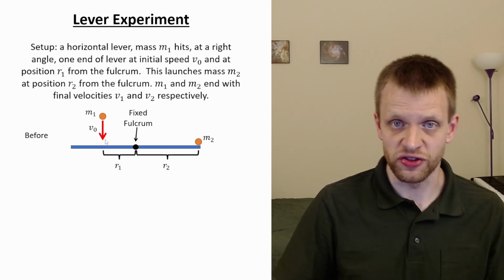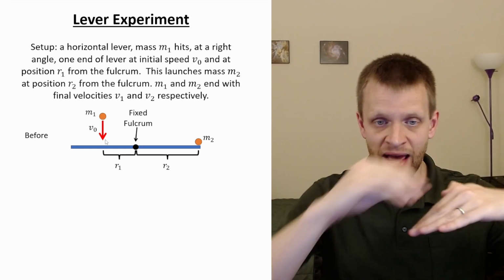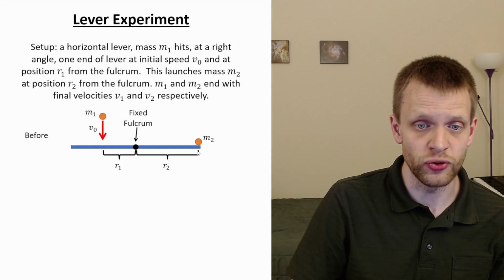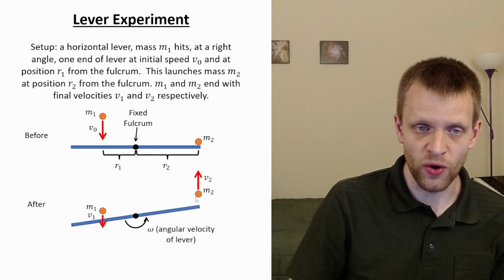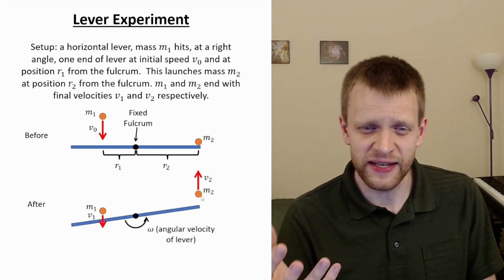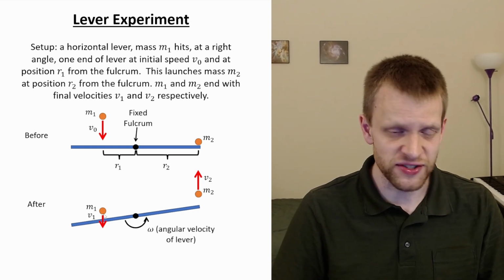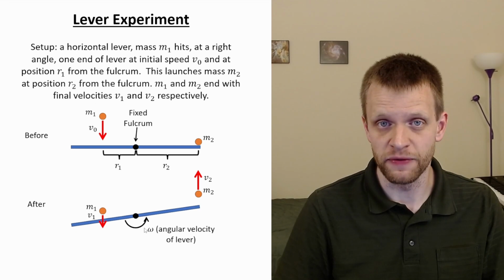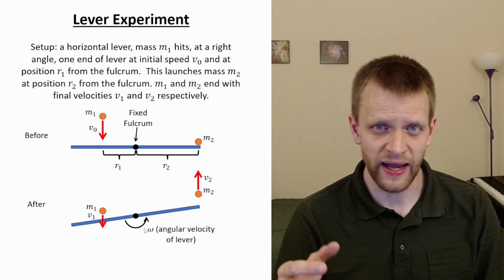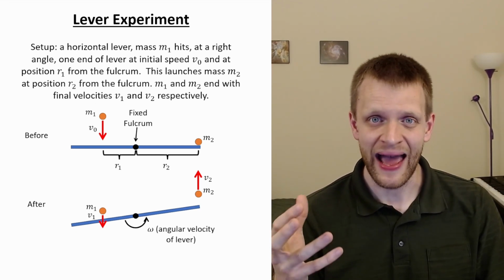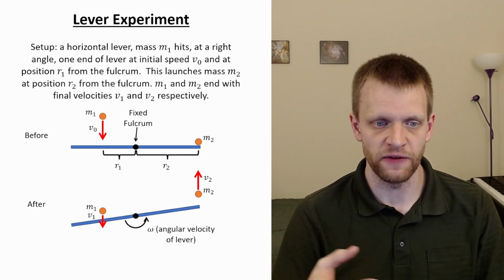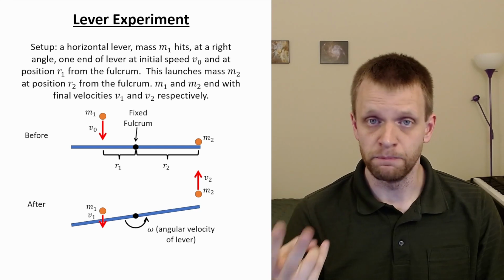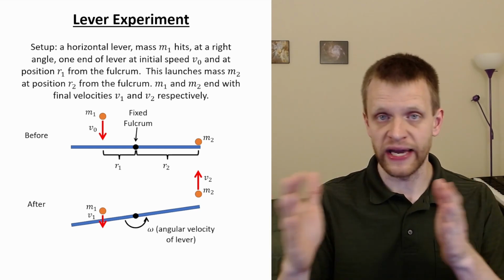When this hits, the lever is going to rotate and launch mass 2, which is a distance r2 from the fulcrum point. And we're going to be looking at how fast is M2 being launched, how fast is M1 moving after, what's going to be happening with the rotation rate of the bar afterwards. And again, we want to try to predict how is this system going to act if I use different masses, or if I place those masses at different locations along the bar.